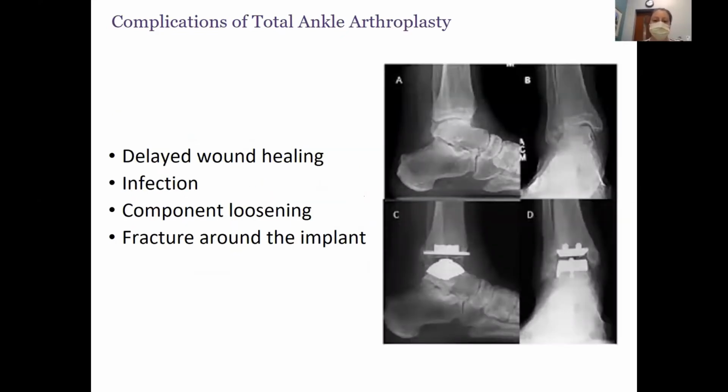So, the most common complications after total ankle replacement: you can have delayed wound healing. There is a risk of infection, loosening of your components, or even fracturing around your components.